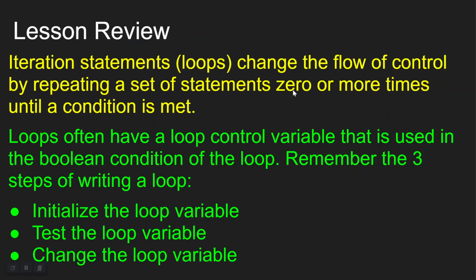All right, now we're getting to our lesson review. So again, iteration statements or loops change the flow of control by repeating a set of statements 0 or more times until a condition is met. Loops often have a loop control variable that is used in the Boolean condition of that loop. And remember the 3 steps of writing a loop. You have to initialize the loop variable, you've got to test the loop variable, and then you've got to change the loop variable. You have to give it its starting point, you have to give it its end point, and you have to make sure that you're moving it forward.